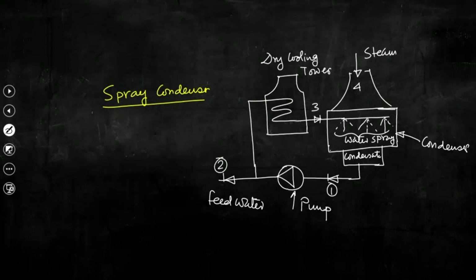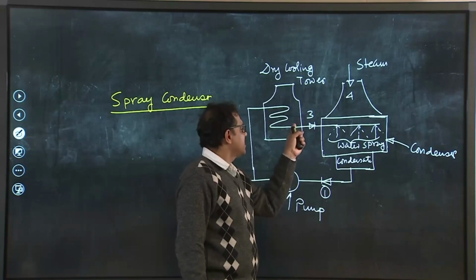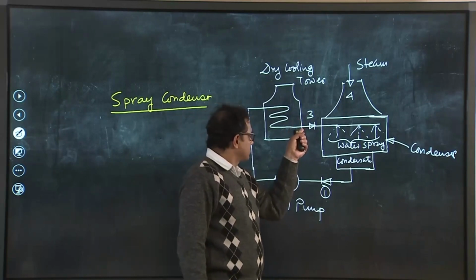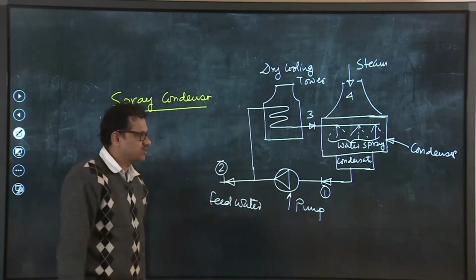So, you can understand, as I said, that the condensate after collecting in this basin will be pumped and a part of that condensate will be pumped back to the boiler as the feed water, and the amount of that feed water will be equal to the amount of steam, while the remaining condensate will be pumped back to the dry cooling tower. Herein that condensate having relatively higher temperature will release heat to the air, and after releasing heat, that condensate will be again sprayed into the flowing steam. So, this is a continuous process.